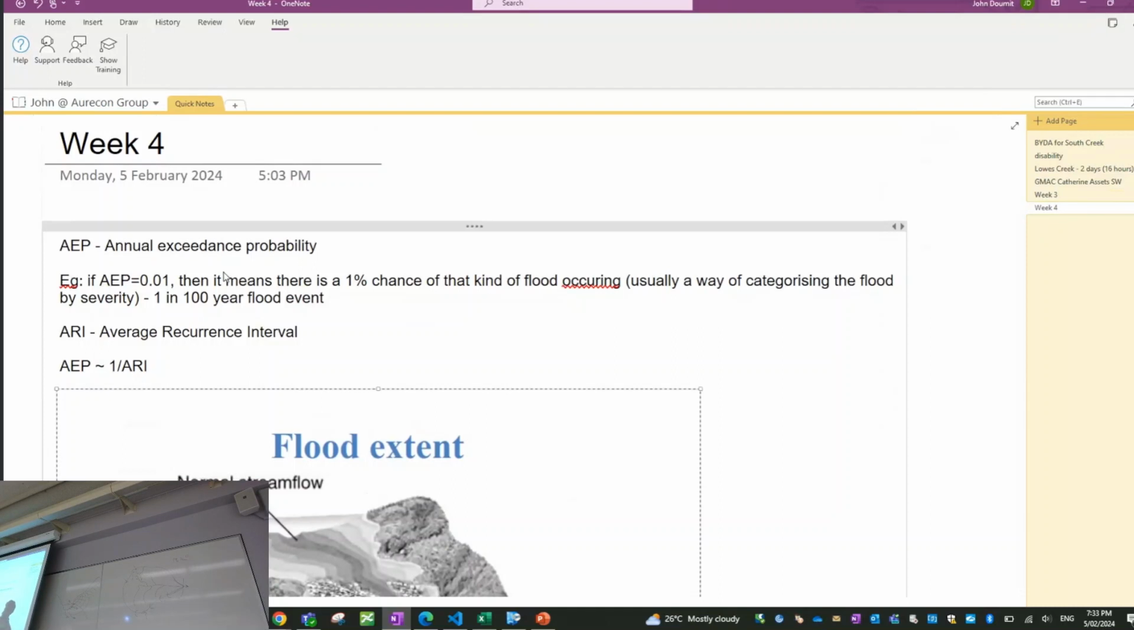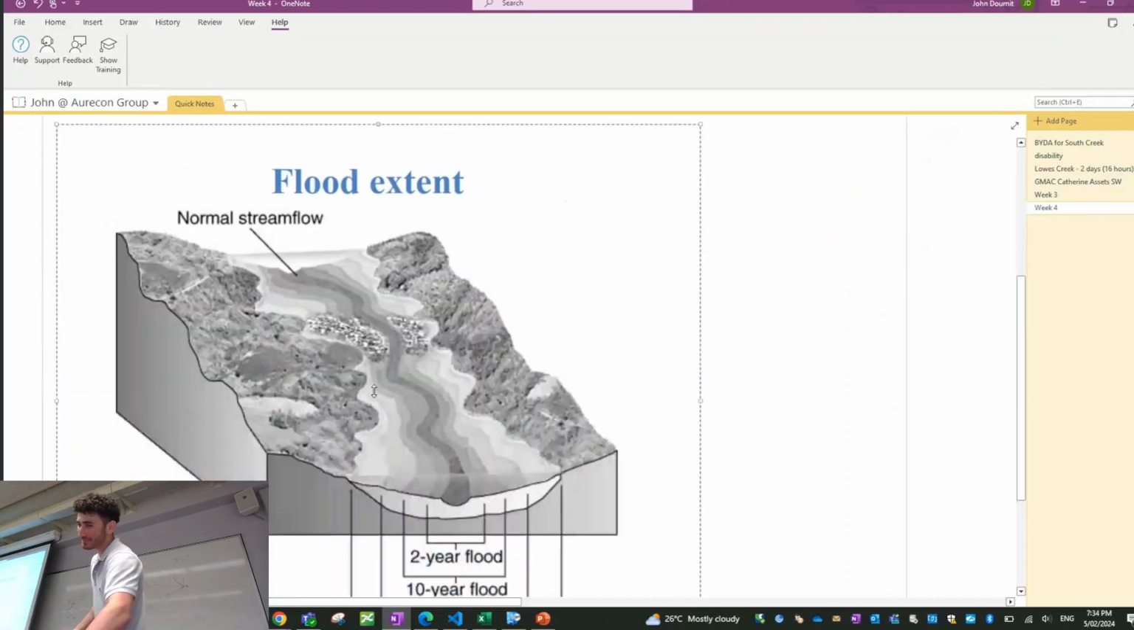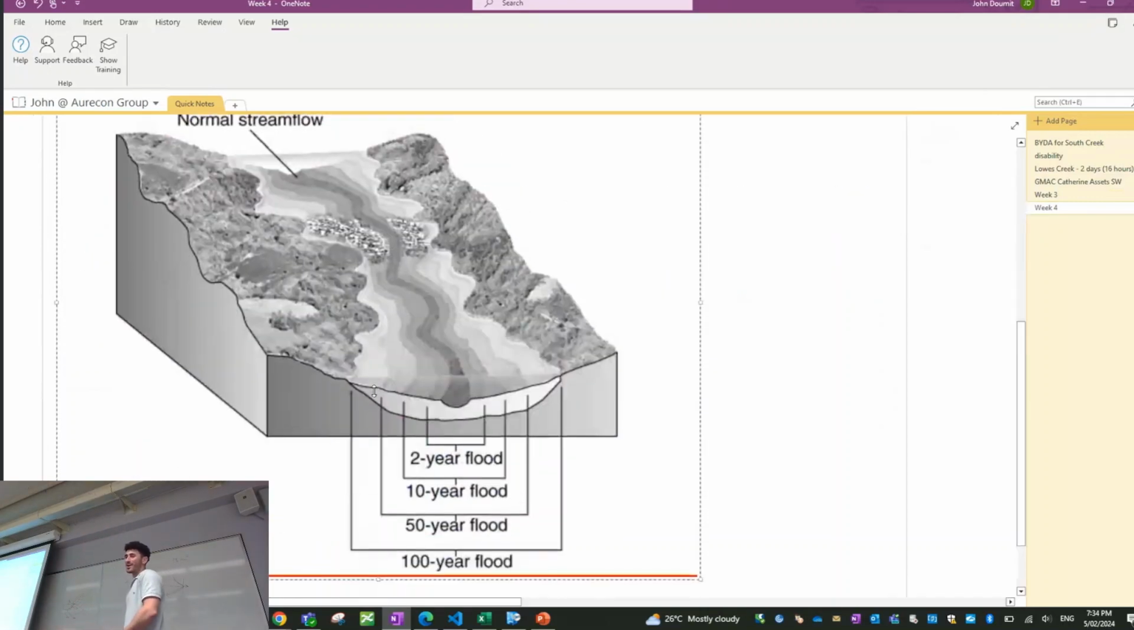Okay? The ARI, the average recurrence interval, is correlated with it. It's got an inverted correlation, and that's basically it. I've got a nice little diagram here which depicts how the water level is going to change as a result of these floods.